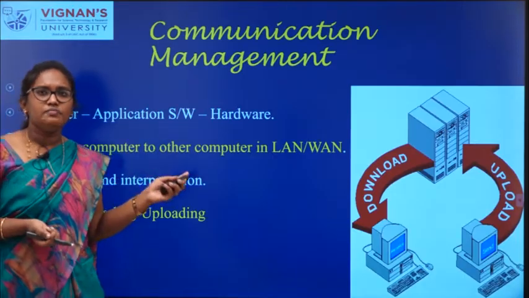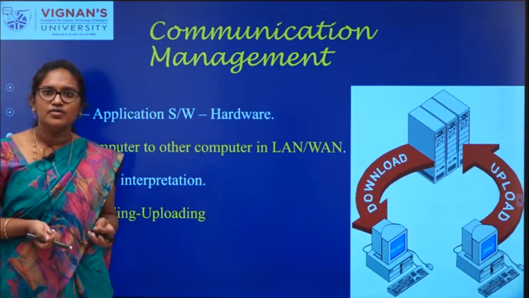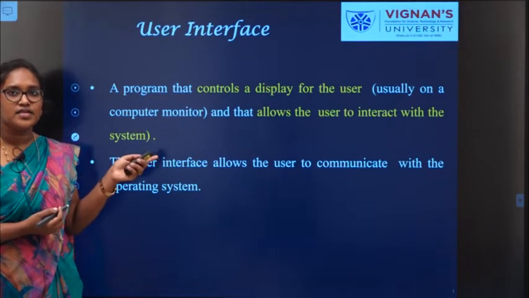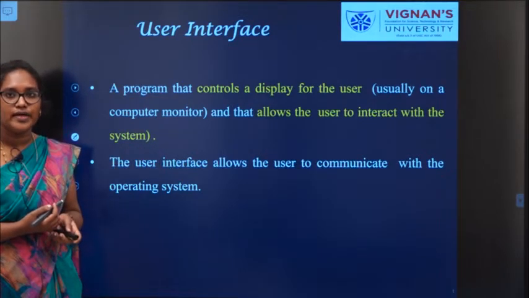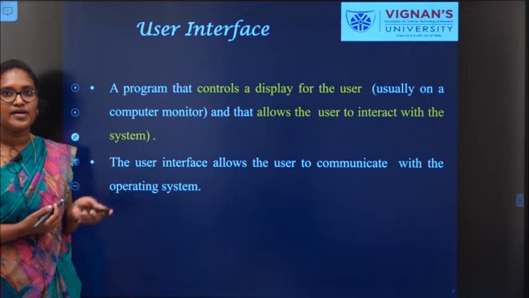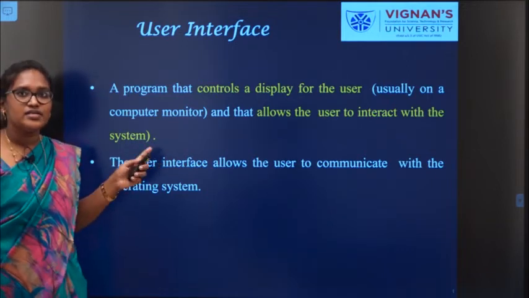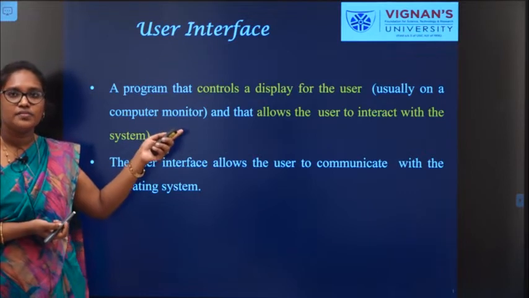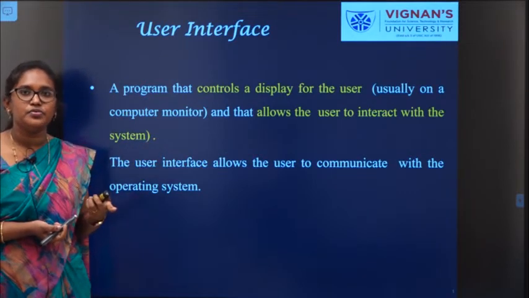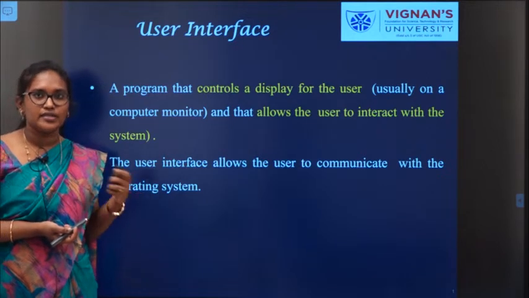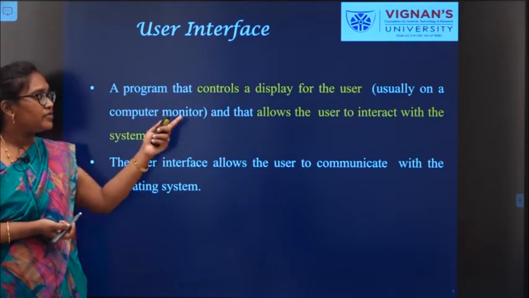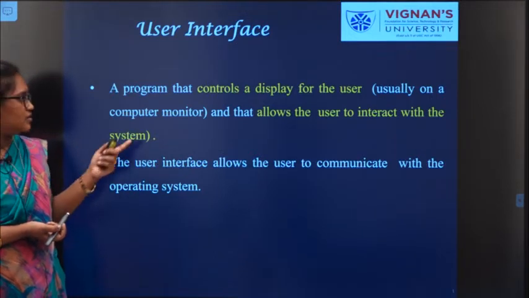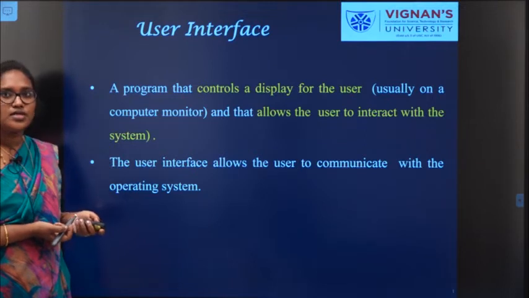So, in brief, we have seen the functions of the operating system. Now we will see the types of user interfaces based upon their functionality. So, what exactly does user interface mean? It controls the display for the user. That means whenever you are interacting with the computer, how well and by which means you are interacting with the computer will be discussed in the user interface.